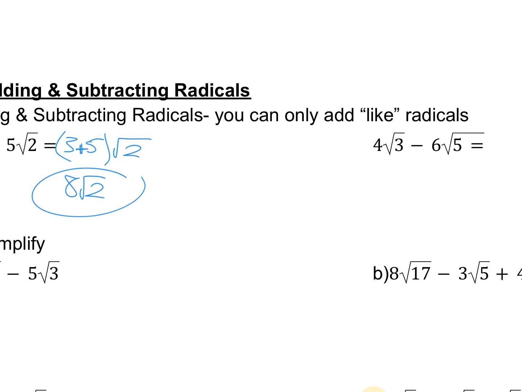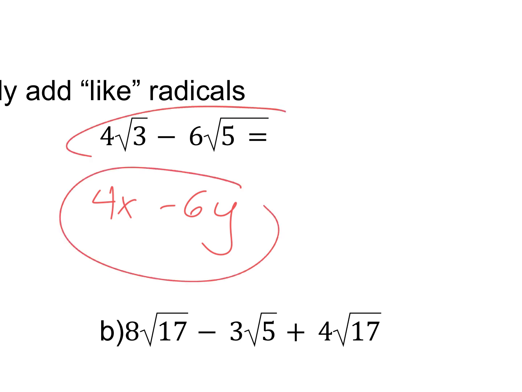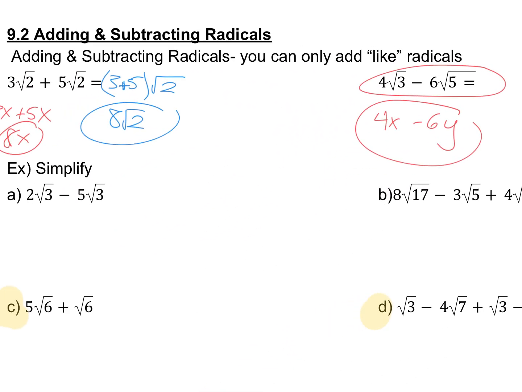So if we look over here, this is an example of terms that don't have like radicals. So I have 4 square roots of 3 minus 6 square roots of 5. This would be like taking 4x and trying to subtract 6y. These have 2 different variables, so I cannot combine them. So I would just leave my answer at that. I can't simplify. Same thing up here. 4 square roots of 3 minus 6 square roots of 5. There's no simplifying I can do. I cannot combine these numbers because they are not like radicals. So if it's helpful, which I think it is, to think of it in terms of variables, you can try and think of it that way. With that, let's go ahead and look at our first example.